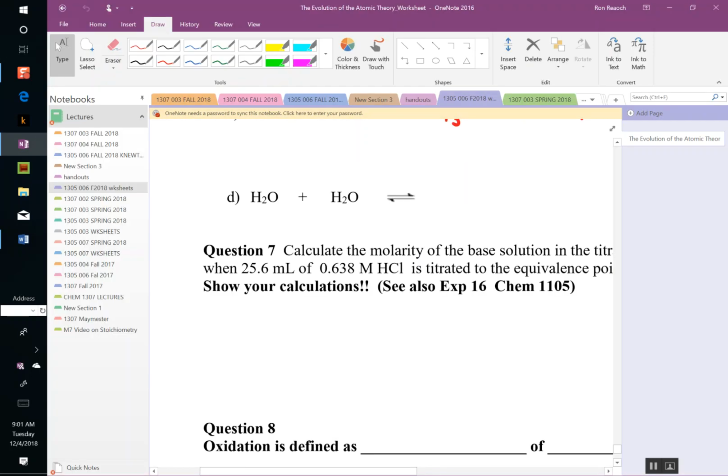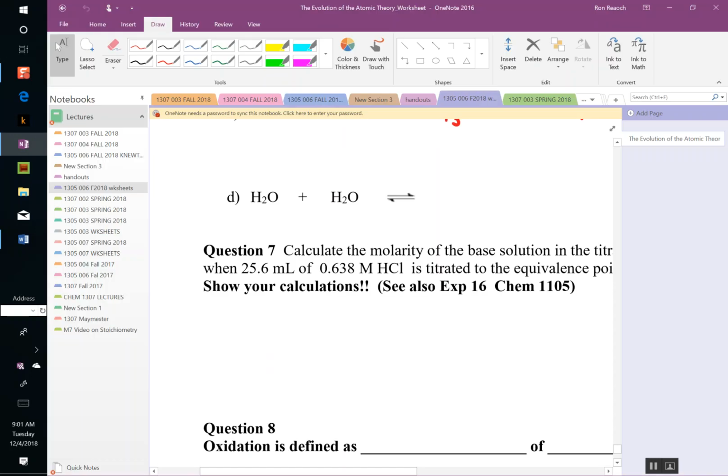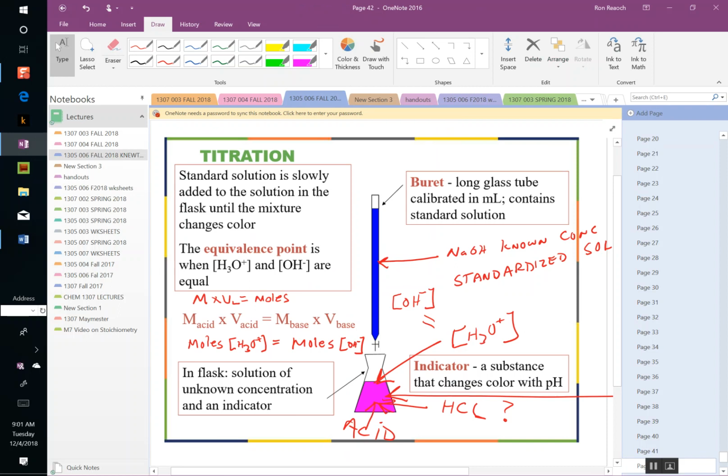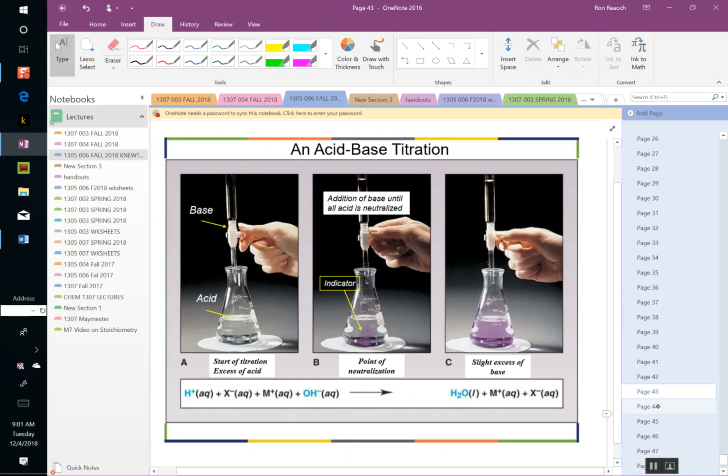Hang on a second. Well, that's a good problem. I just want to see if we have another one. Yeah, here's a picture of it. Here's actual photographs of it.